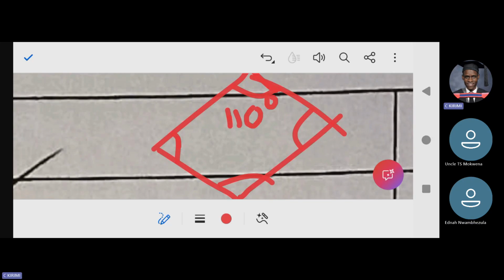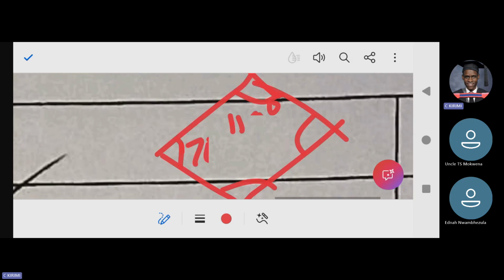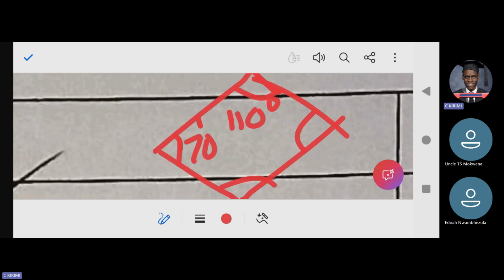(110 degrees). I told you, angles which are opposite each other for a parallelogram, they add up to 180. This one will be 70 what? 70 degrees. They always add up to 180. Do you hear me? Yes.